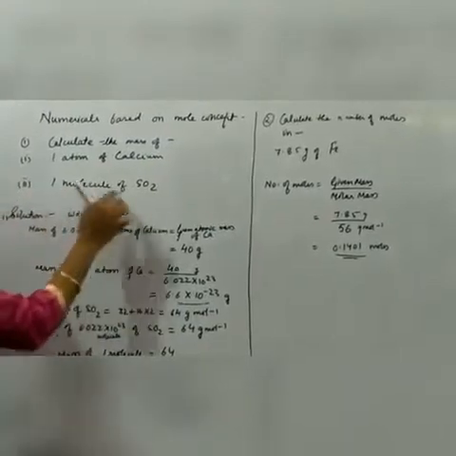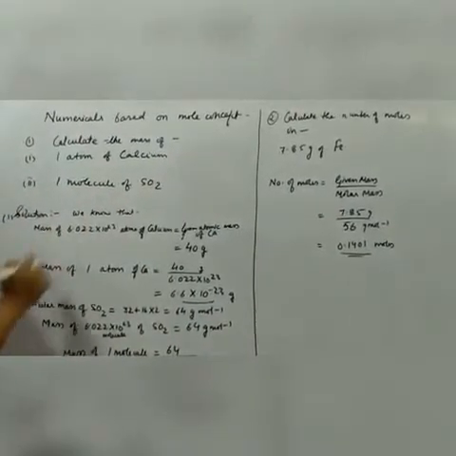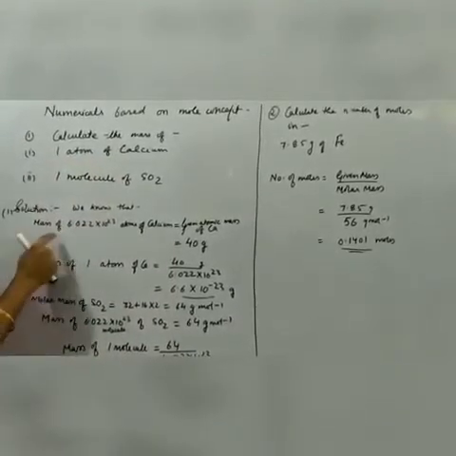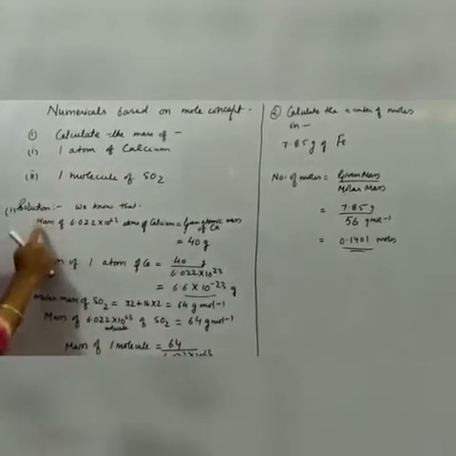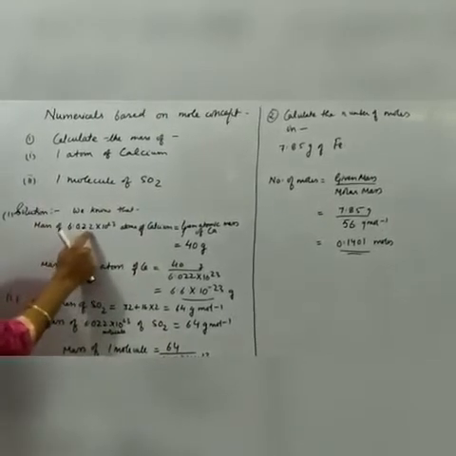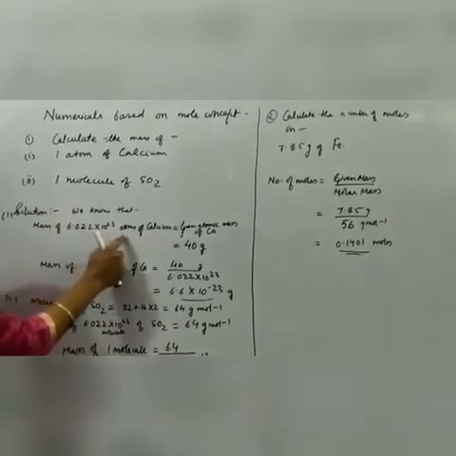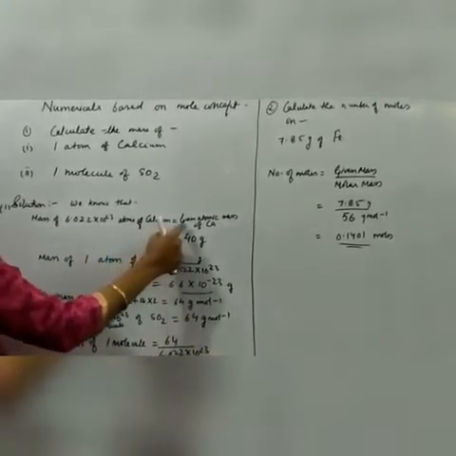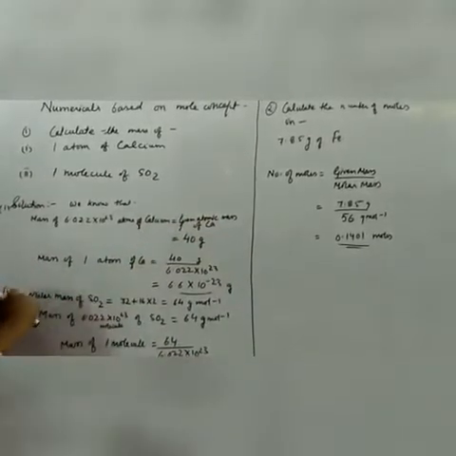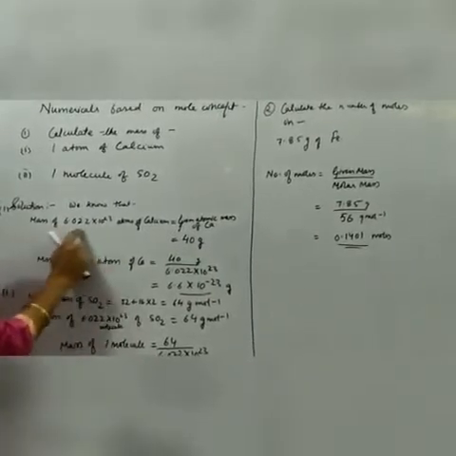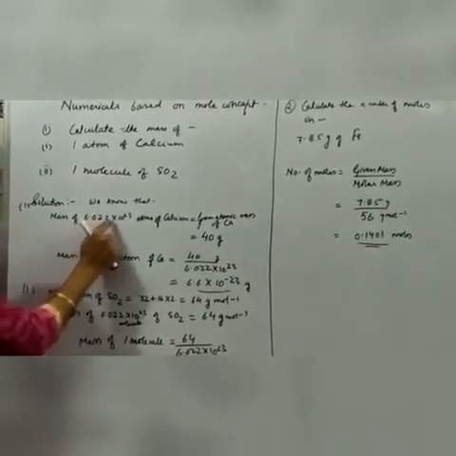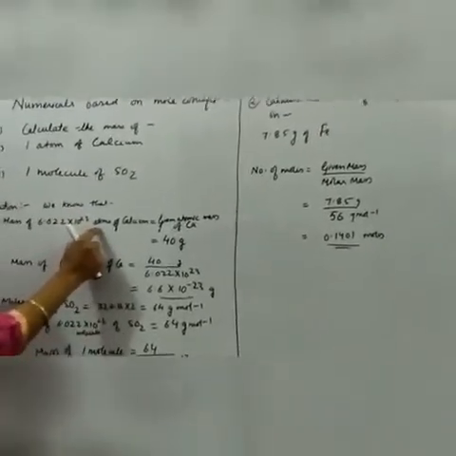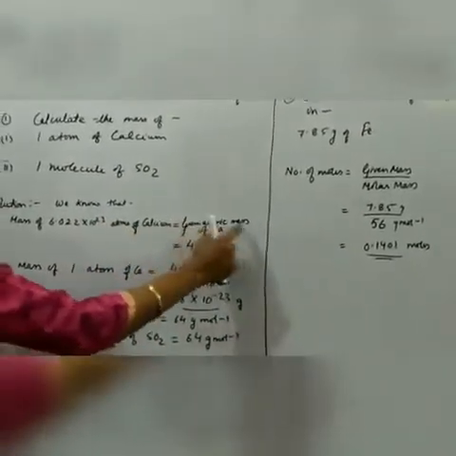Second one is one molecule of sulfur dioxide. Now we'll just see the first one, for one atom of calcium. So here students, we know that the mass of 6.022 × 10^23 atoms of calcium is equal to the gram atomic mass of calcium. This number 6.022 × 10^23 is the Avogadro number. This much number of atoms will be equal to the gram atomic mass of calcium.